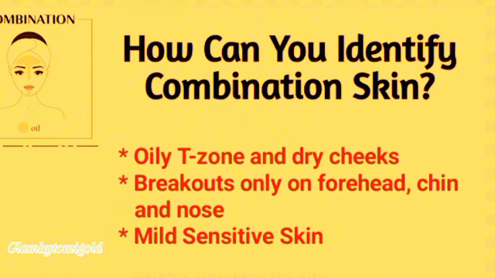Number two is breakouts only on the forehead, chin and nose. That is, you always have pimples, acne, dark spots on the T-zone areas, that is on your forehead, nose, chin. And lastly is mild sensitive skin. They always react to a change of products, change of soaps, change of cream, and so on and so forth.